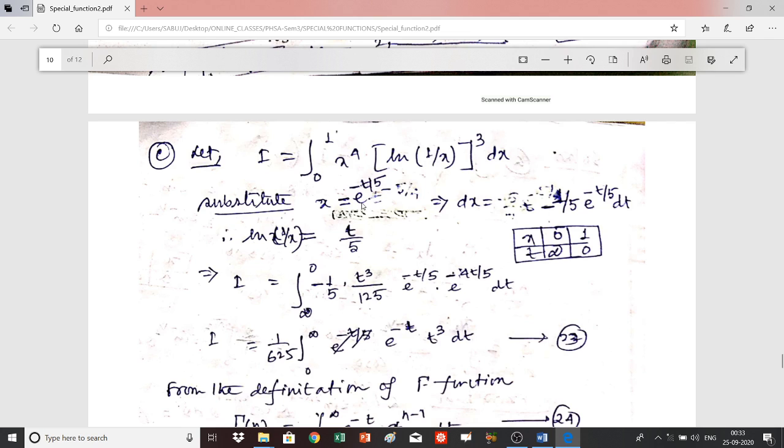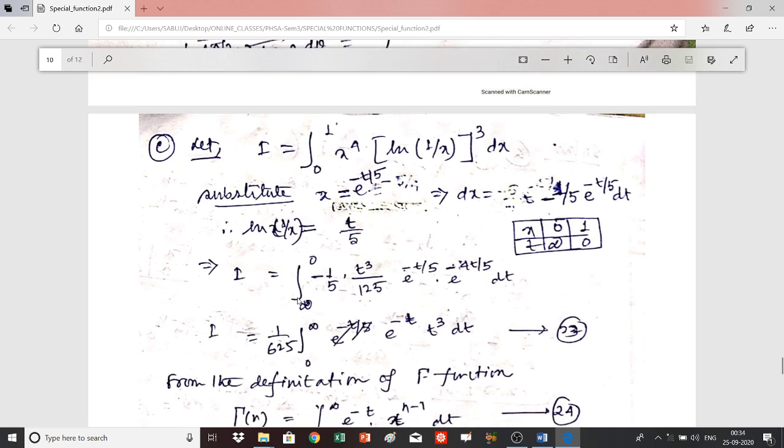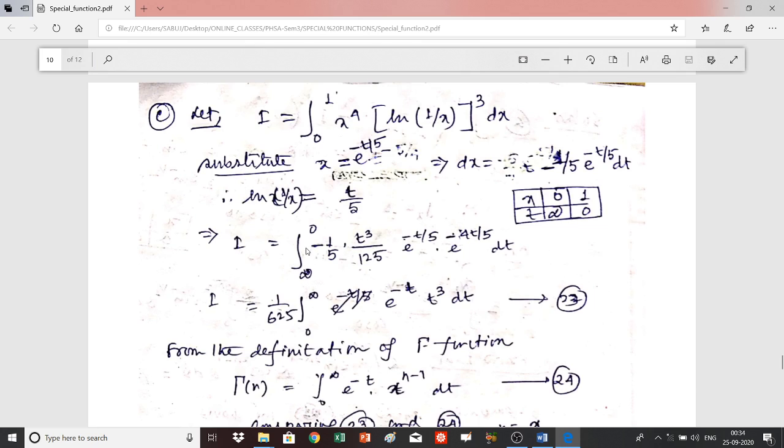And from this relation, 1 by x will be e to the power t by 5. And if you take logarithm on both sides, that will give you log 1 by x is equal to t by 5. And here is the conversion of limits. You can easily understand from this relation. That is, when x is equal to 0, t is infinity, and when x is equal to 1, t is equal to 0. So I is equal to integral from infinity to 0.